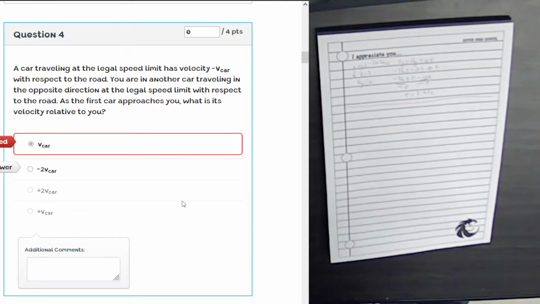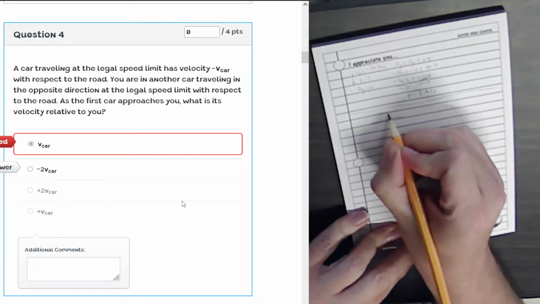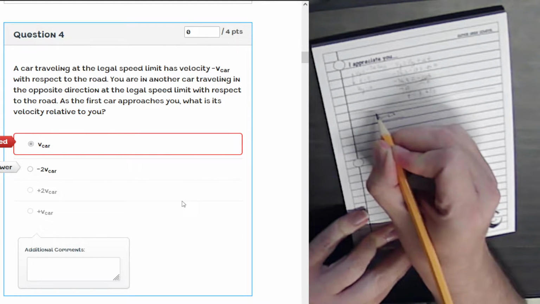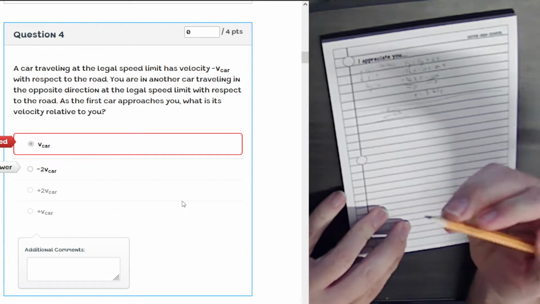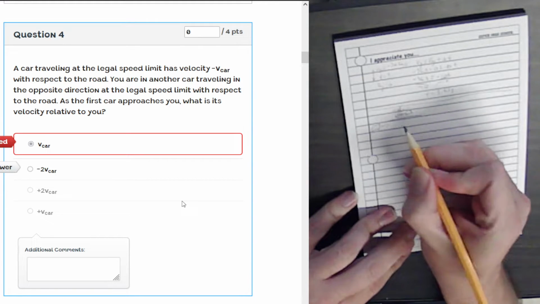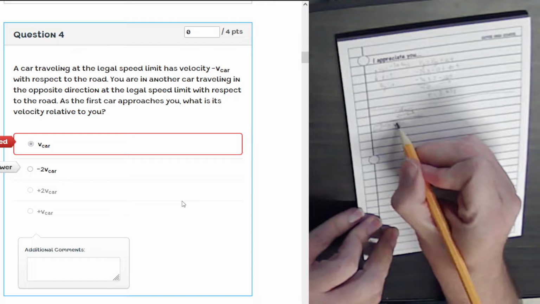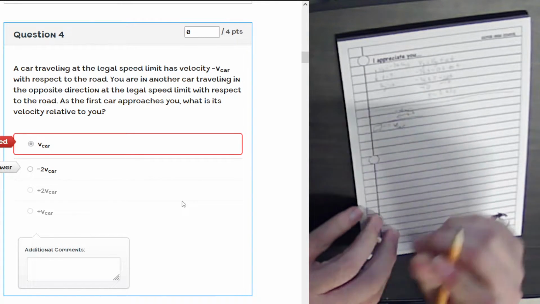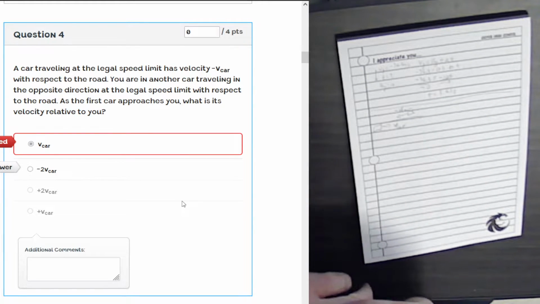Looks like you got 3, so number 4 here, it says a car traveling the legal speed limit with velocity negative v car with respect to the road. So if this is our road here, we have a car going negative, so this is negative v car, and it's approaching you in the opposite direction, and you are in this car going this way with the same speed but opposite direction, so you'd have positive v car. As the first car approaches you, what is its velocity relative to you?